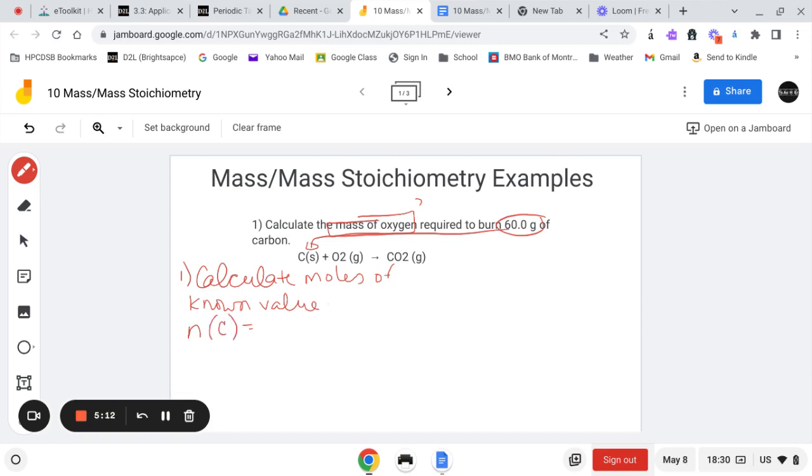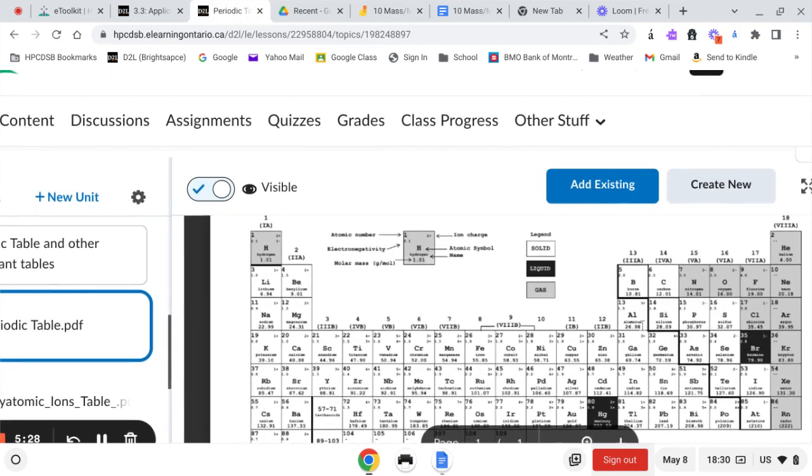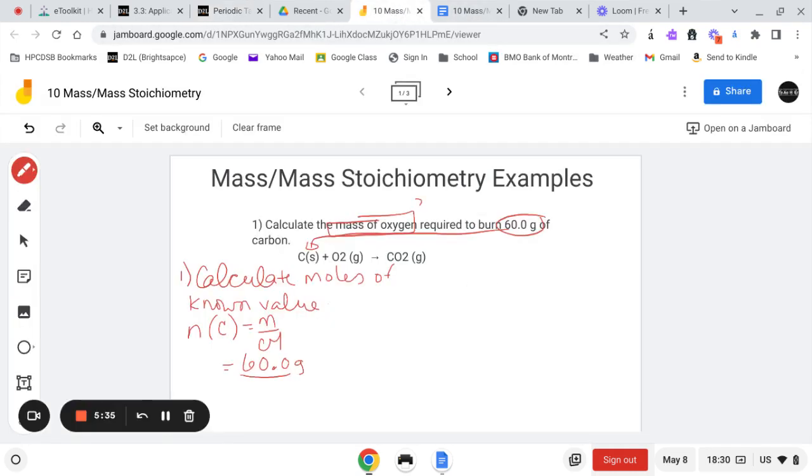And we're going to use our formula, mass over molar mass. So it's been a little while since we've used it, but that's okay. And we're going to sub in 60 grams, and divide by the molar mass of carbon. So don't forget how we get that. You get your periodic table handy here, and then we come over and we see carbon has a molar mass of 12.01 grams per mole.